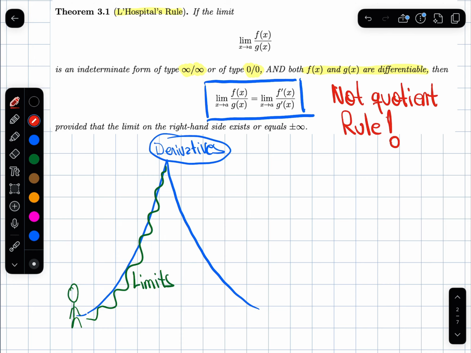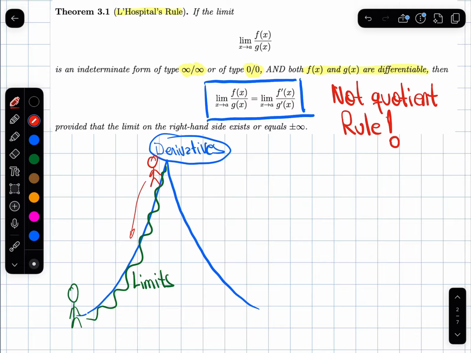Now at this point in this lecture, what we're doing is we're looking down. We're already at the peak. So we know we have derivatives already in our pocket. And now we see that some of the limits that we solved could be better solved using derivatives. So we're going full circle.